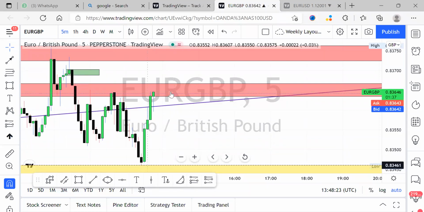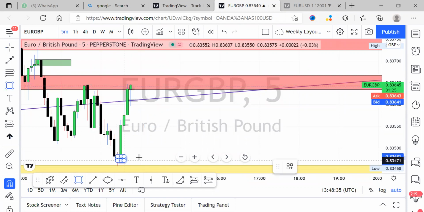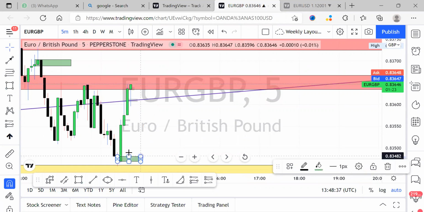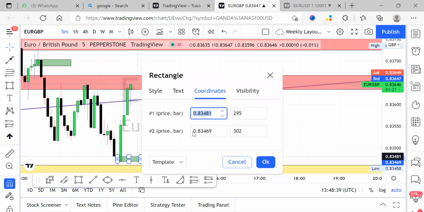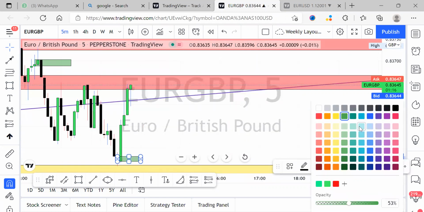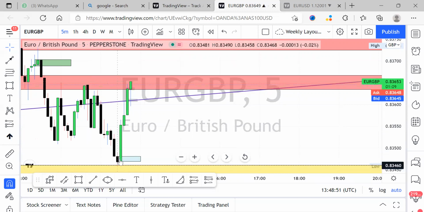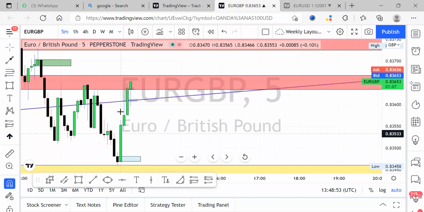Look, zone to zone, zone to zone. If you look carefully, wick entry at the bottom, price went down. If we now mark a little zone here, only for the body, nothing else. Price went down. Remember, this is a 5-minute chart as well. Look how aggressive it was, and then it went further up.